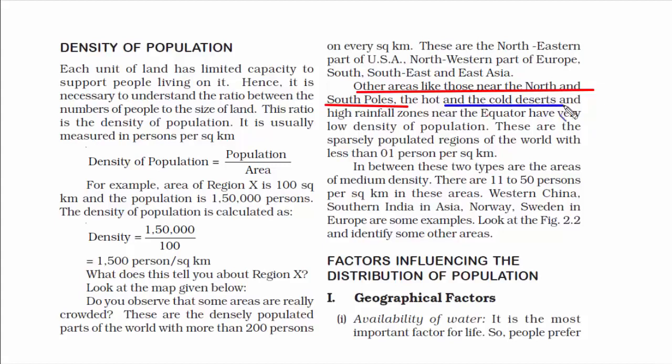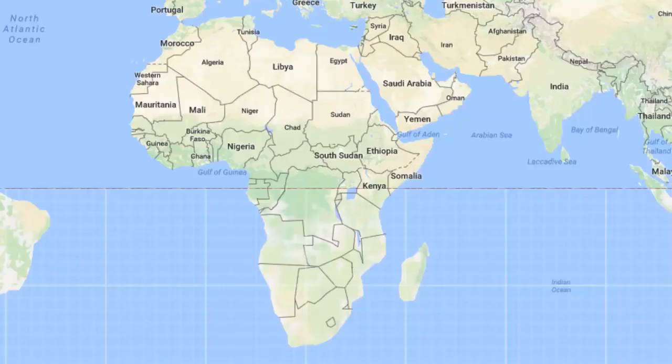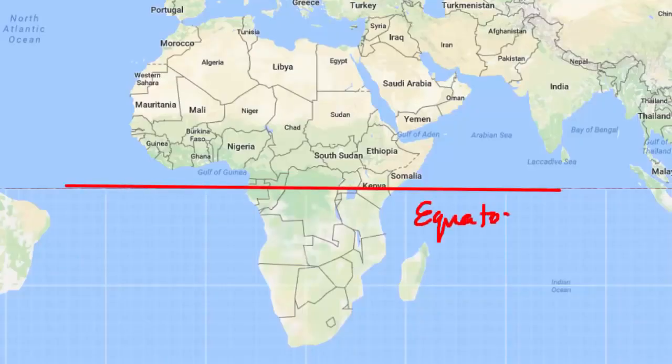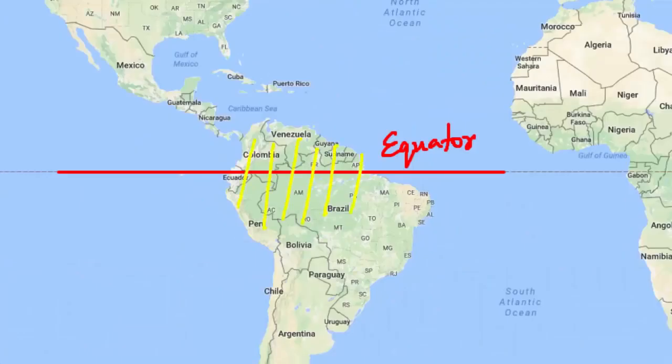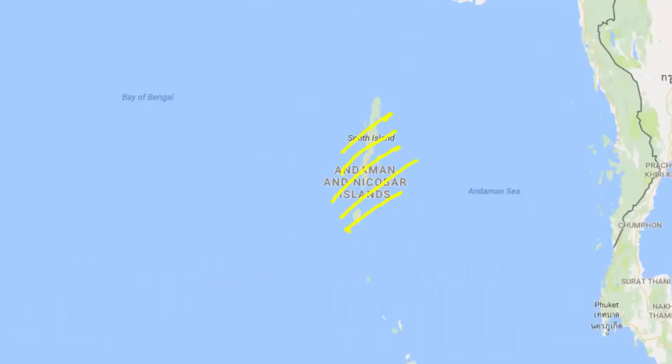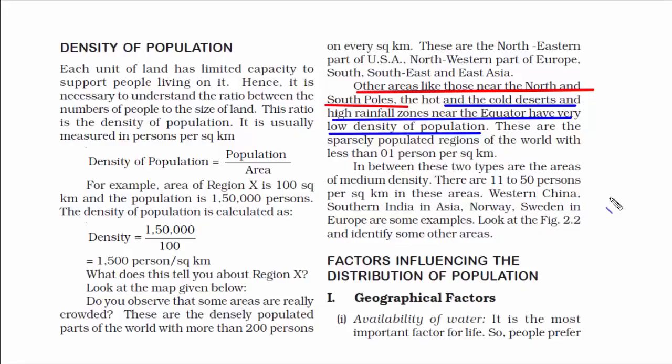Apart from North and South Pole, we have some places in the equator, middle of the earth, where the conditions are so harsh that density of population is low in these regions. We are talking about central parts of Africa where it's super hot, and then places like Amazon forest in South America, Andaman and Nicobar Island in India. So much of wilderness and natural vegetation exists, basically forest. Very less people stay here. Just keep these places in mind with regards to population density.